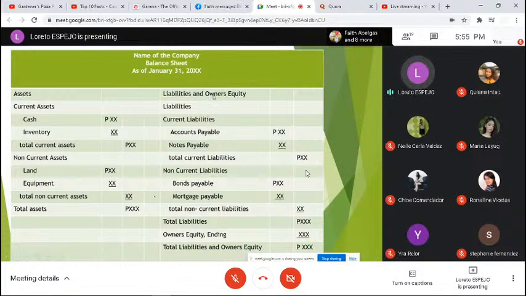So ngayon naman, liabilities and owner's equity. So under liabilities, meron kang current liabilities at saka non-current. So ito total mo lang din po lahat yon to get your total liabilities.